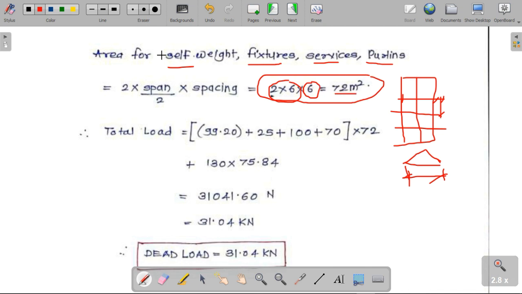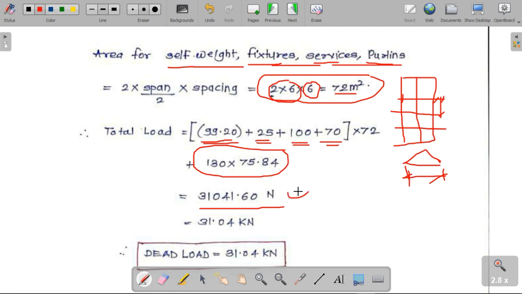And for this particular area, these are the intensities of loads, dead loads of different fixtures or different materials acting. So 72 multiplied by 99.20, which is the dead self weight of the truss, then 25 is the fixture, 100 is the service, and 70 is the purlin weight. Now multiplying this, you will get, plus the area because of the sheeting material. So intensity of sheeting material that we have already seen is 130, and the area on which it is acting is 75.84.